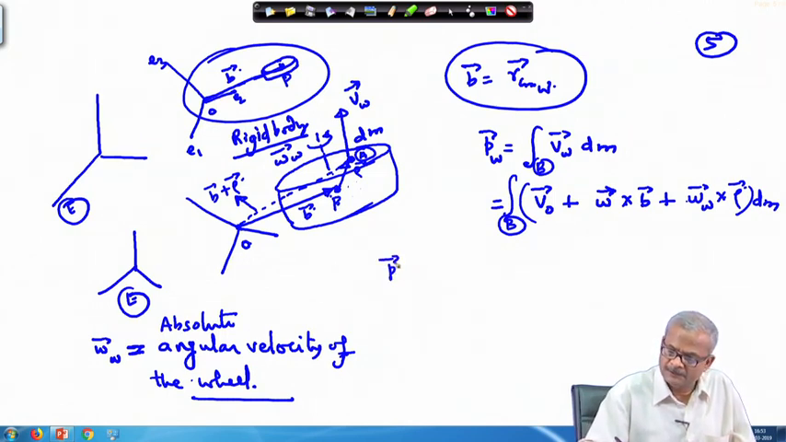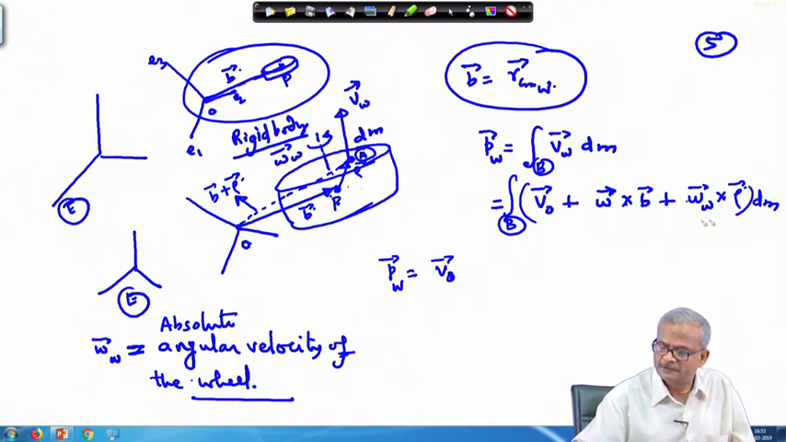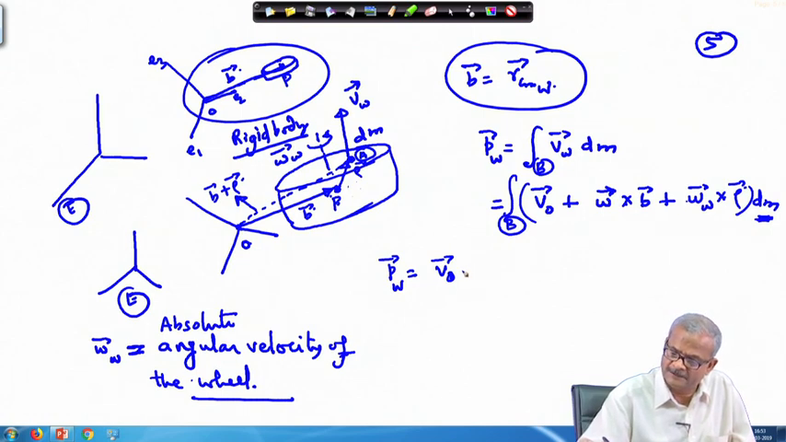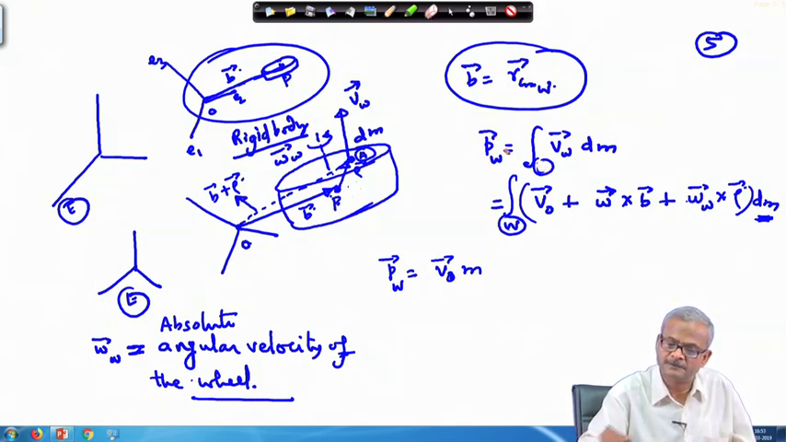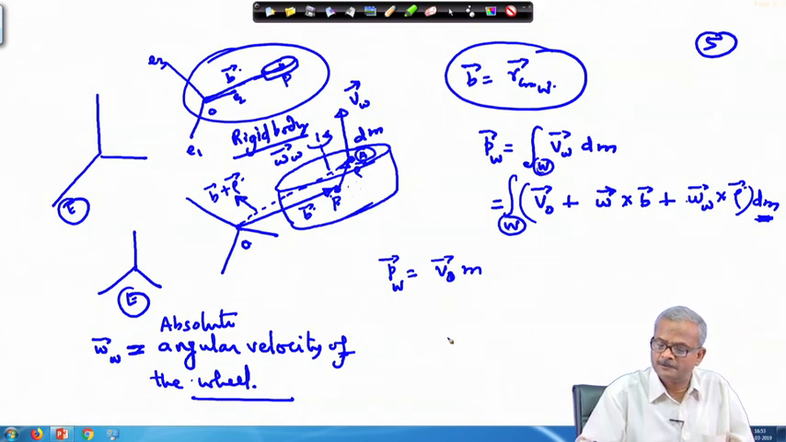Okay, therefore, the P_w we can write as V_0. Obviously V_0 is a constant, it does not depend on the integration, since the integration is over mass. So this is mass independent, therefore we can write this as V_0 times m, and this is over the wheel, not over the body. So here we need to correct it. This is over the wheel. So we will write m_w, and then plus omega cross b m.